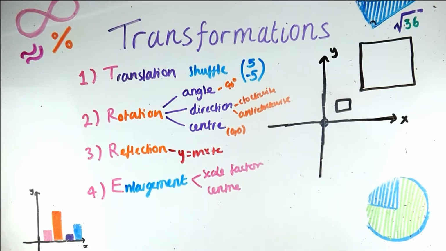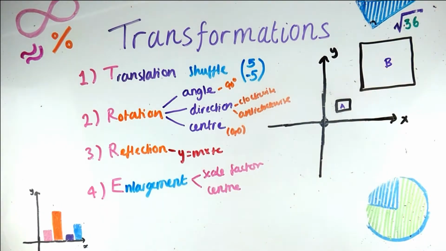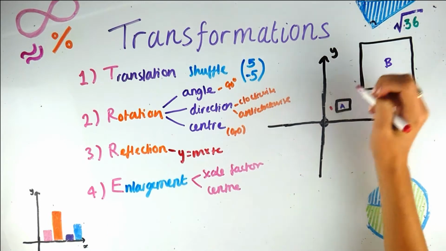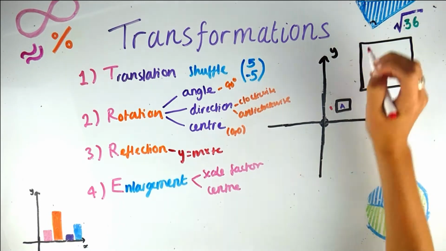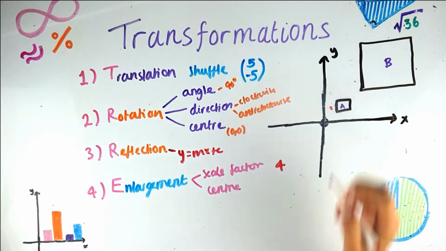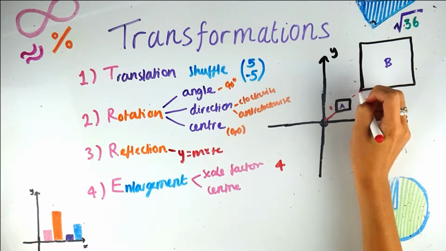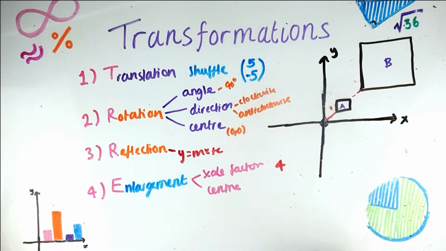Okay, so this is a rough example of enlargement. I've gone from A, this shape here, and enlarged it to get B. What I need is the scale factor of enlargement, so how much bigger has it got? Let's say this is 1, this is going to be 4, so the scale factor in this case would be 4. And the centre, so at what point? This is 1 away, and this is 1, 2, 3, 4. I'm going to get this 4 away.